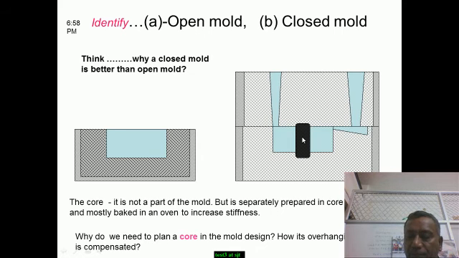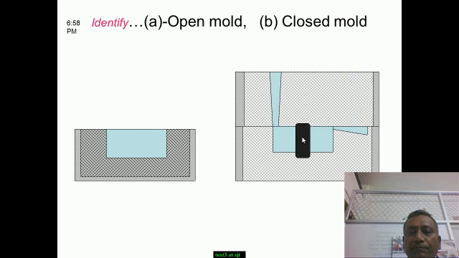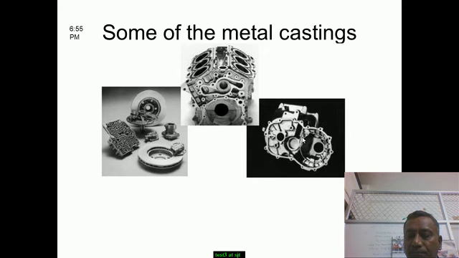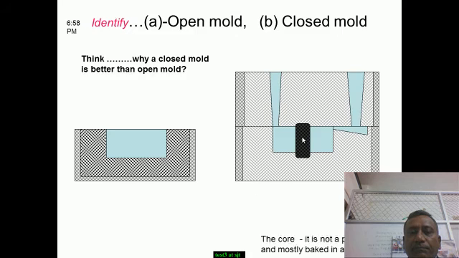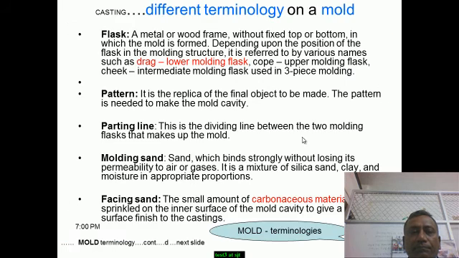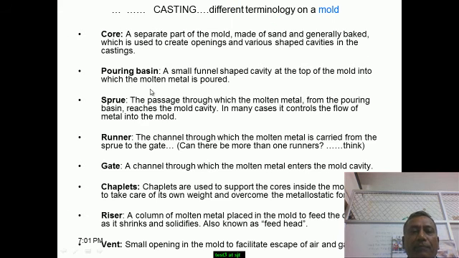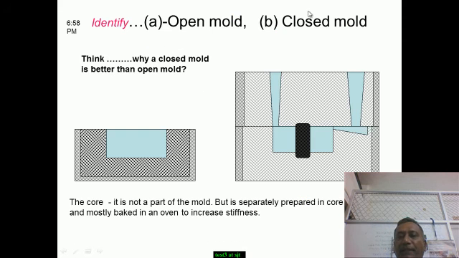Mold terminologies. The core, which we have seen in our previous video. The pouring basin. This is the vertical sprue, because we are going to pour. If the opening mouth of this sprue is slightly wider, it's easy for pouring. That's why it is slightly widened and named the pouring basin.